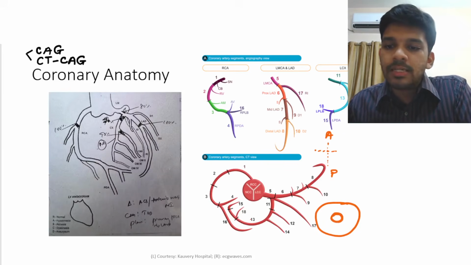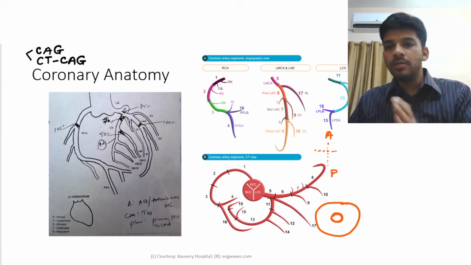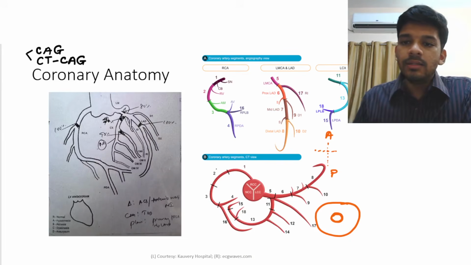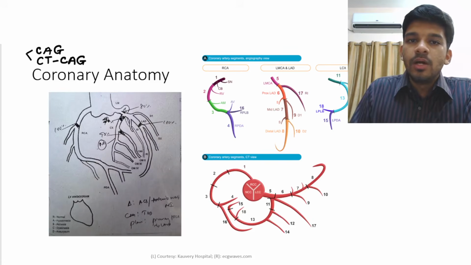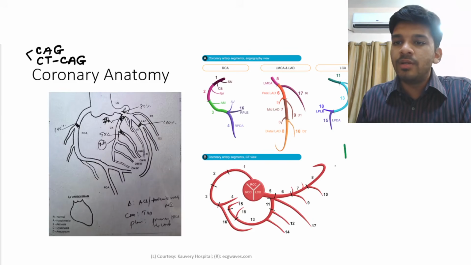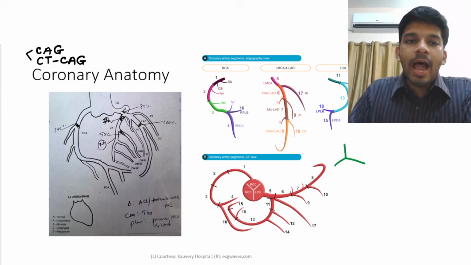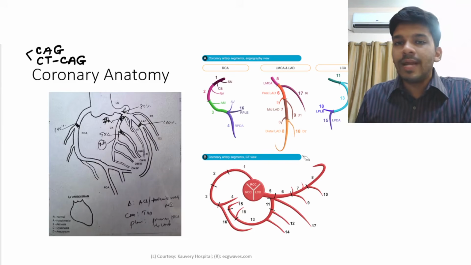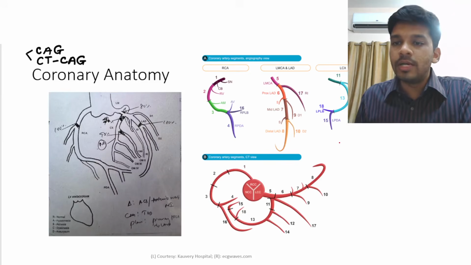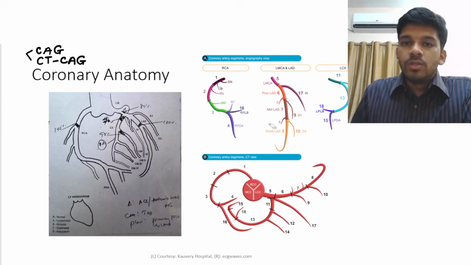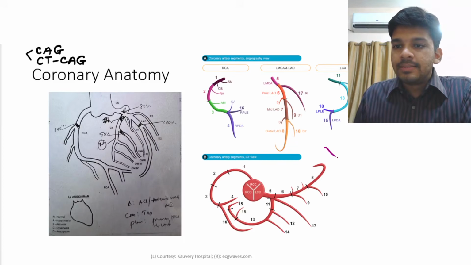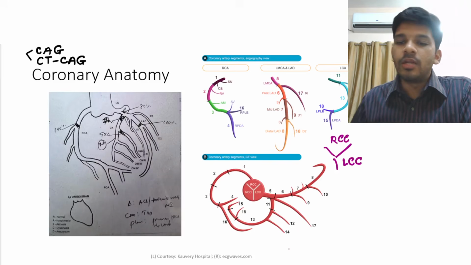As you can visualize here now, you're going to be looking at the cusps of the aorta. As you all know, anteriorly you have the right coronary cusp. Towards the left posteriorly you have the left coronary cusp. And towards the right posteriorly you have the non-coronary cusp, which does not give rise to any artery. So the coronary cusps are divided like this: anteriorly the right coronary cusp, and posteriorly towards the left the left coronary cusp.